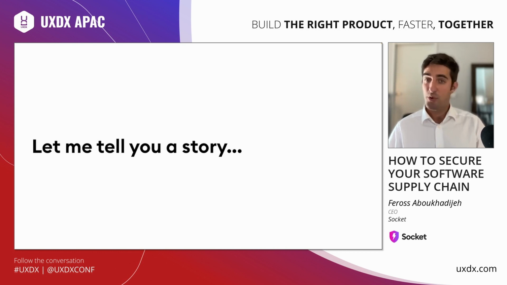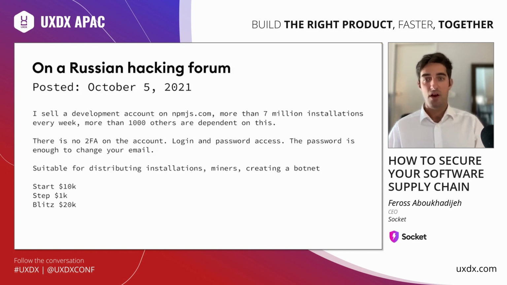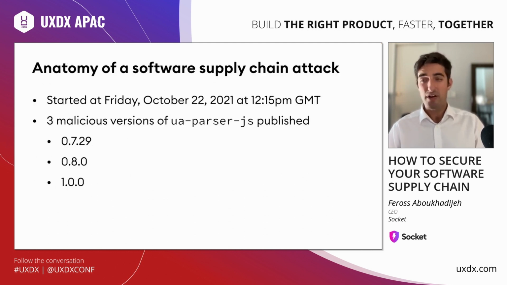Let me tell you a story. On October 5th, 2021, on a notorious Russian hacking forum, this post appeared. A hacker was selling the password to an NPM account that controlled a package with over 7 million weekly downloads. If you hadn't made the connection, that's the same package as before. So 2 weeks later, UA-parser.js was compromised, and 3 malicious versions of this package were published. Malware was added that would execute immediately whenever anyone installed one of these malicious versions.